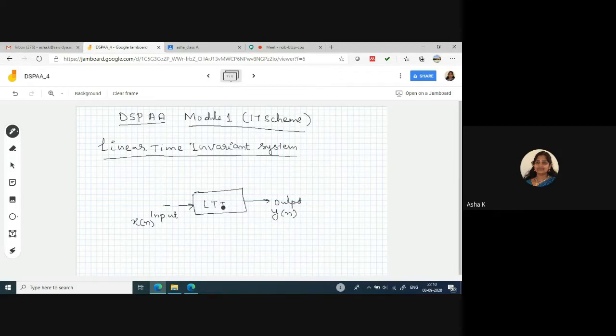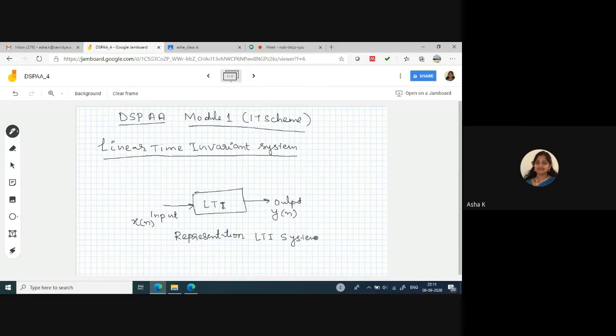A system that is both linear in nature as well as not dependent on time, that is time invariant, is called the linear time invariant system. This particular diagram is the representation of linear time invariant system.